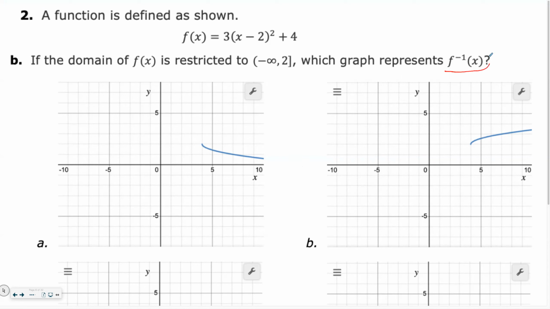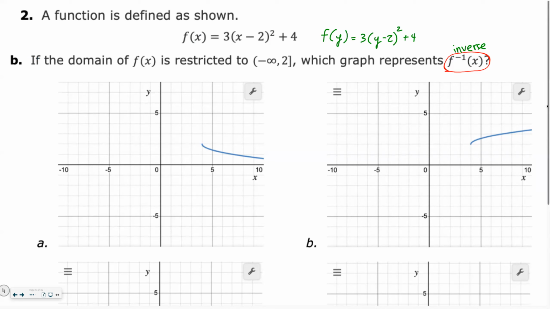Okay, one more time. What does this symbol right there mean? That means inverse. And practically, how do you solve for an inverse using the calculator? You switch x's to y's and y's to x's. So I should be typing in f(y) equals 3y minus 2 squared plus 4, which is the same equation we just had. But something is different. What's different here? It's the restriction.